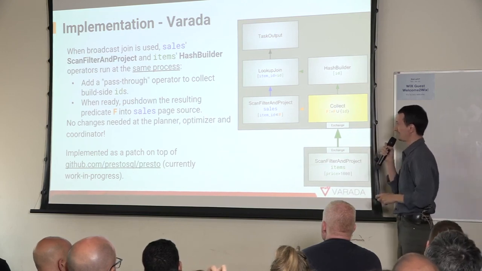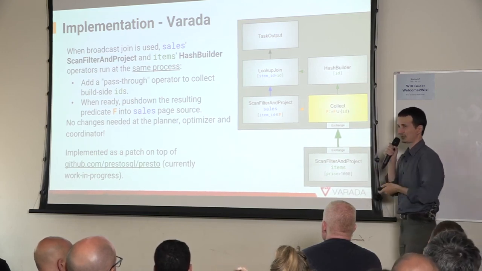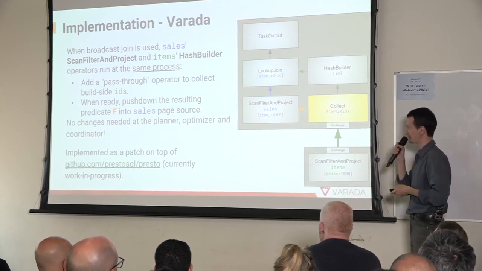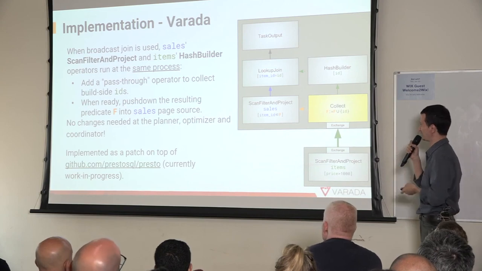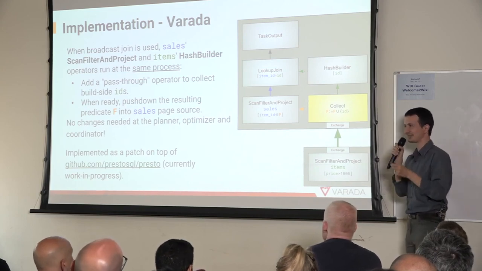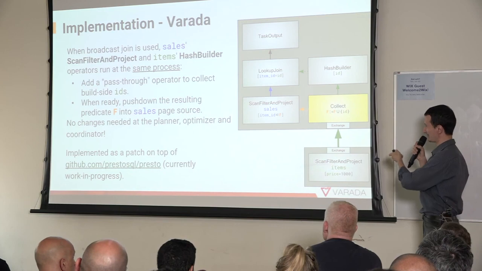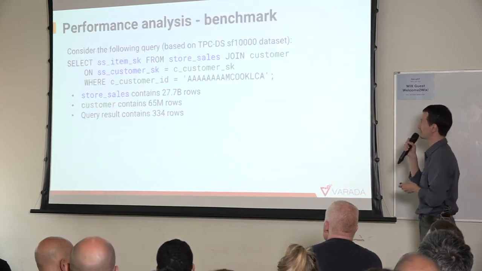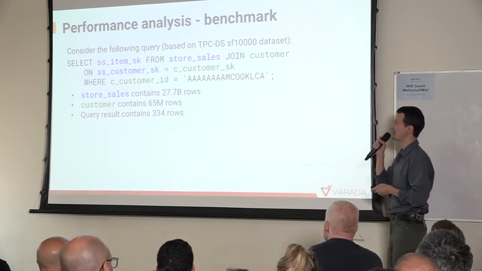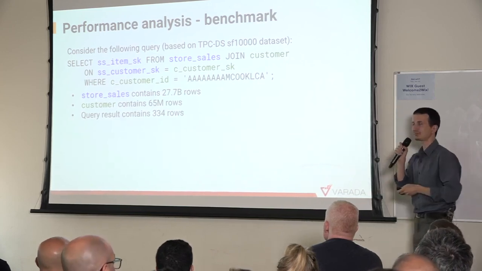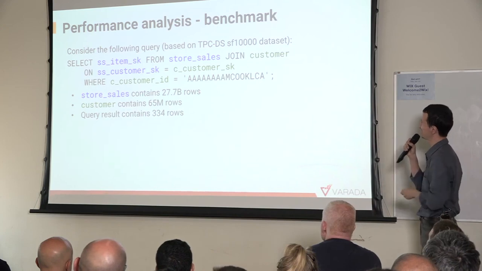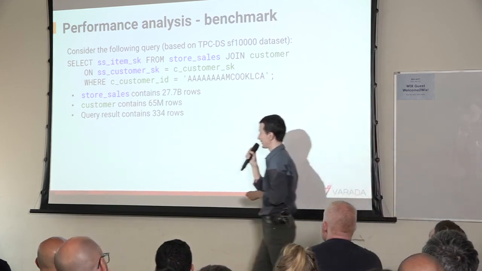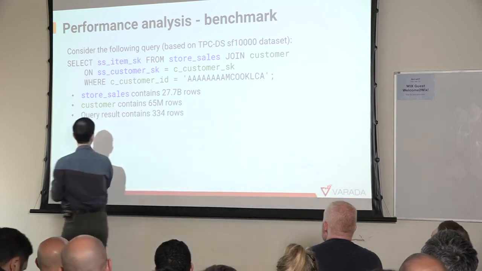Okay, and we implemented it as a patch on our fork of the Presto repository, and tested it for an interesting use case, which will be described here. So in order to test the analysis, we took the TPCDS dataset, which is one of the largest ones. And you can see that the sales table is quite large. It contains 27 billion rows.